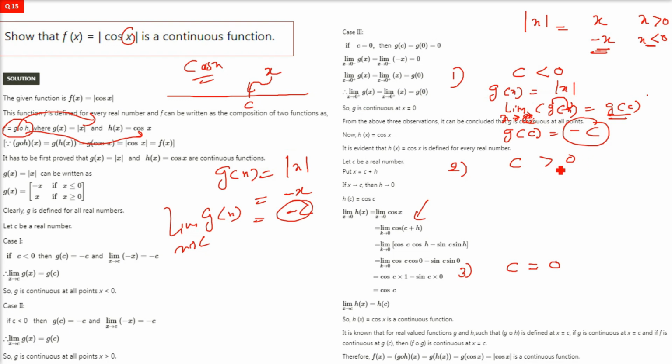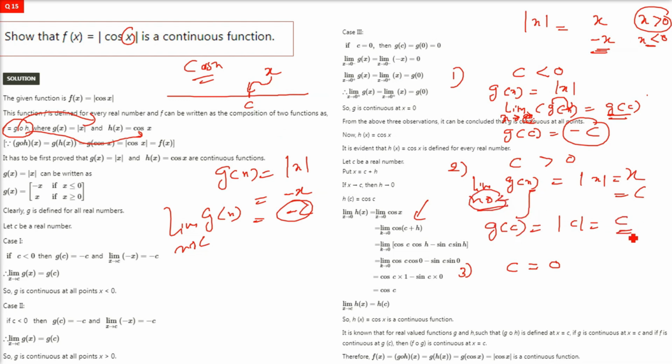When c is greater than 0, what do you do? g(x) is modulus of x. When you apply limit x tends to c, you are talking about modulus of x, which is modulus of c, and since c is greater than 0, it is going to be c. And what is g(c)? It is modulus of c, and c is greater than 0, so it is going to be c only. So in both cases it is c, and the two are justified now.